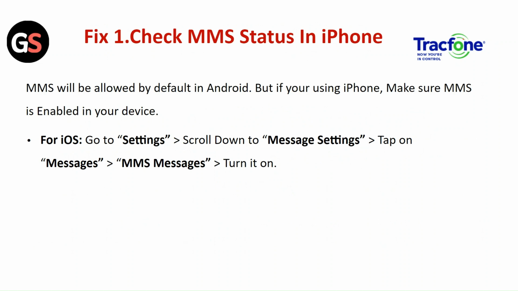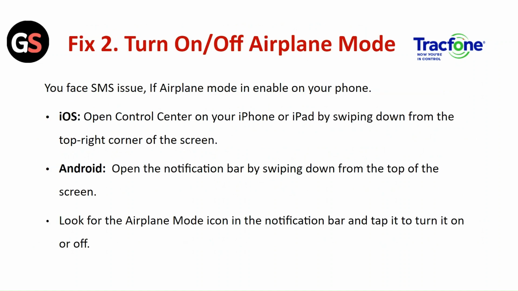Fix 1. Check MMS status in iPhone. MMS will not be allowed by default in Android, but if you are using iPhone, make sure MMS is enabled on your device. For iOS, go to Settings, then scroll down to Message Settings and tap on Messages, MMS Messages and turn it on.